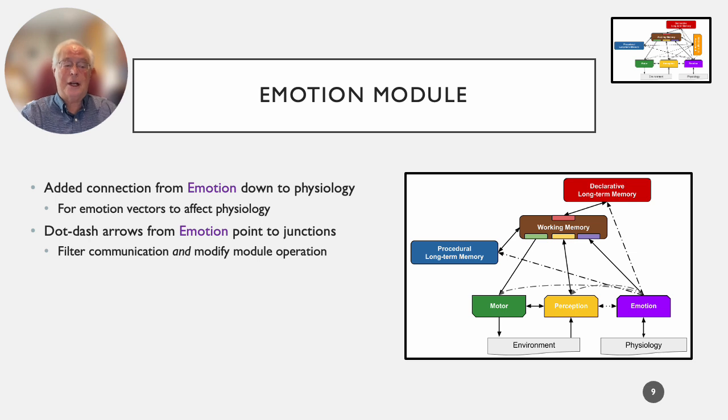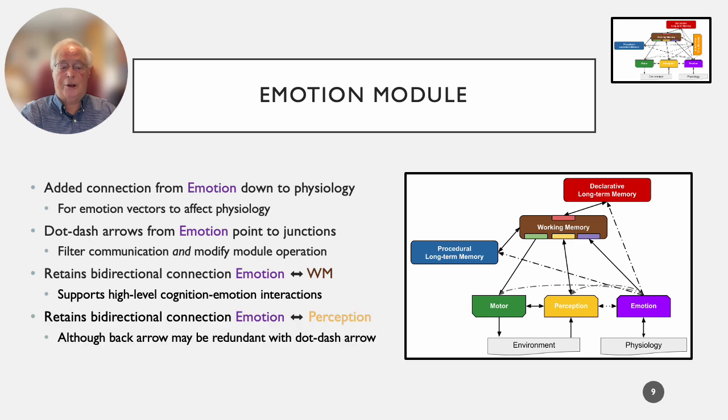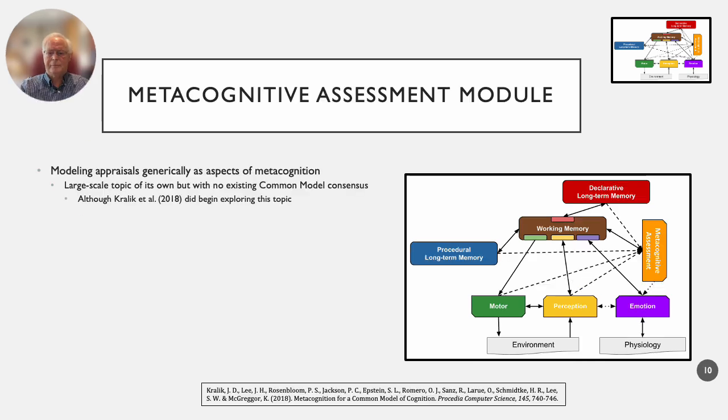As already mentioned, the dot dash arrows from emotion here point to the junctions to signify that the module not only filters communications, but modifies module operation. It retains the bidirectional connection between emotion and working memory, supporting high-level cognition emotion interactions. And it retains the bidirectional connection between emotion and perception, although the back arrow here may be redundant with the dot dash arrow that now exists from emotion back to perception.